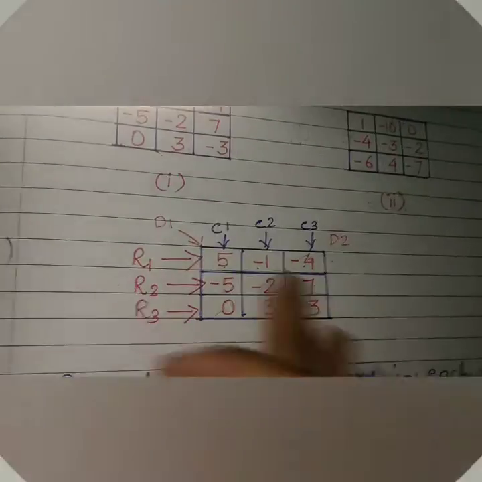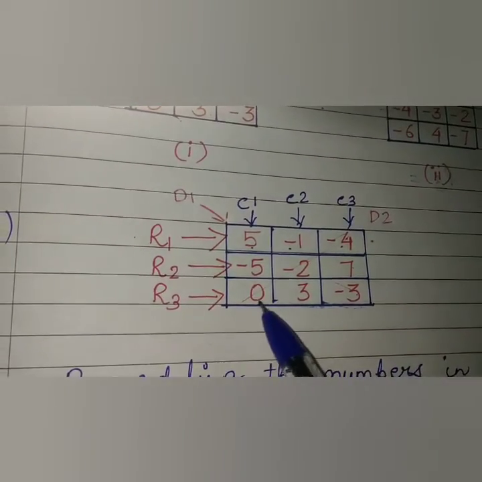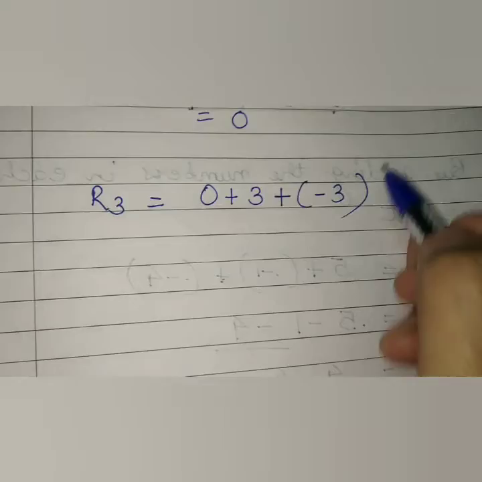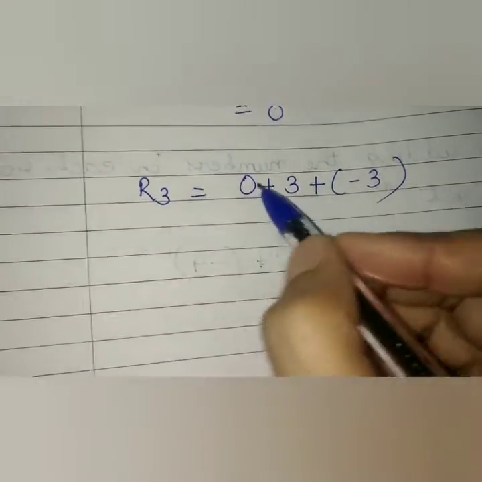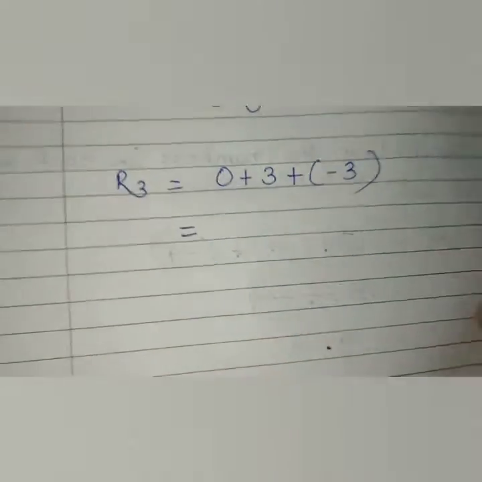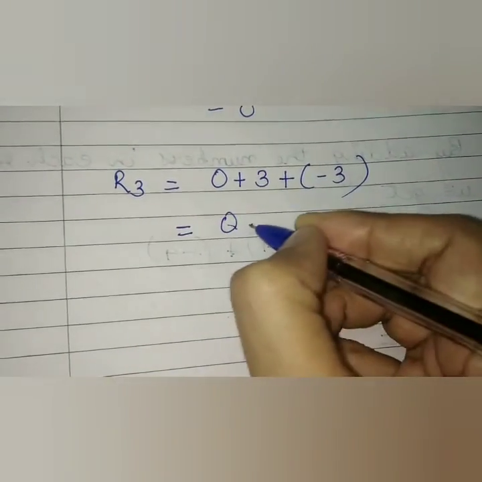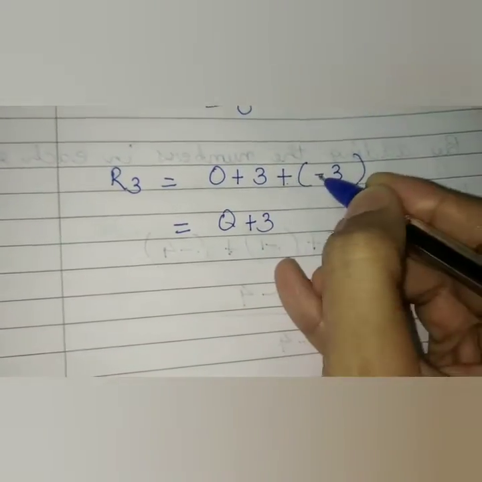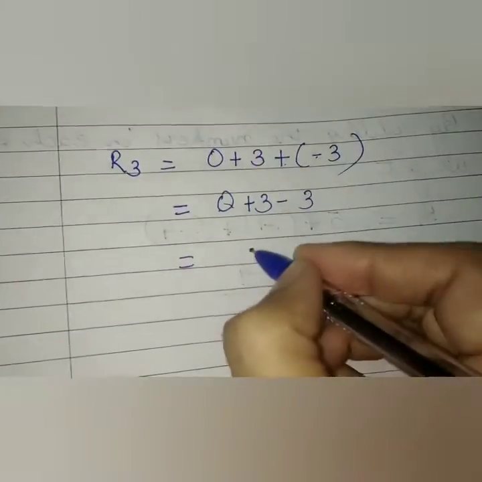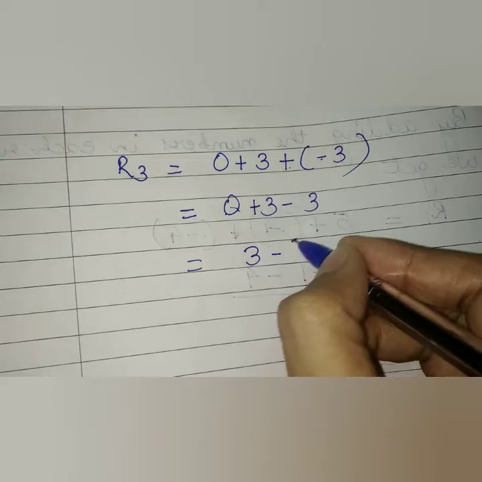Now in R3 the values are 0, 3 and minus 3. So firstly we will open the bracket: 0 plus 3 plus minus minus 3. Now 0 plus 3 is what? 3, and minus 3.